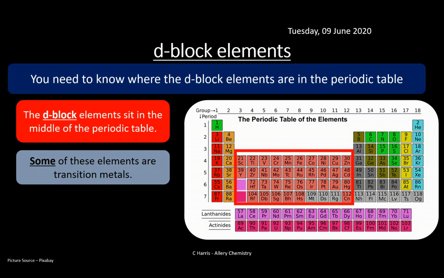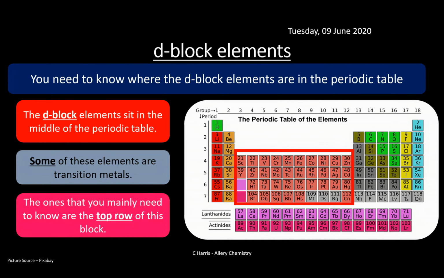Some of these elements are transition elements, not all of them though. You must distinguish the difference between a D block element and a transition element, and we'll look at that a little bit later. The ones that you mainly need to know are the ones in the top row of the D block: scandium, which is Sc, through titanium, vanadium, chromium, manganese, iron, cobalt, nickel, copper, and zinc. The video is really going to focus on these, but you may be asked about some of the others. You need to be quite knowledgeable on these ones here, and you'll be doing just fine if you can do that.